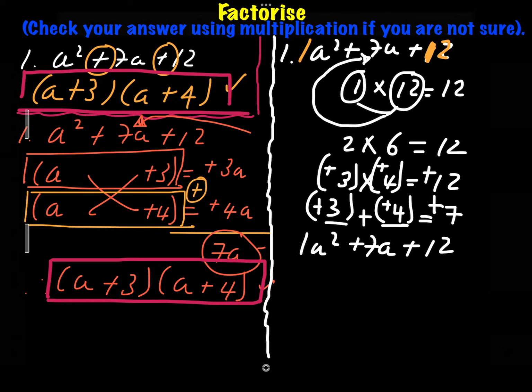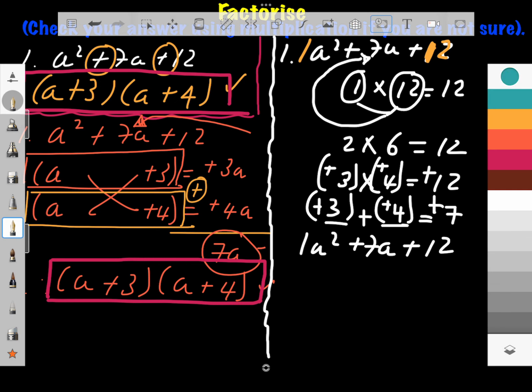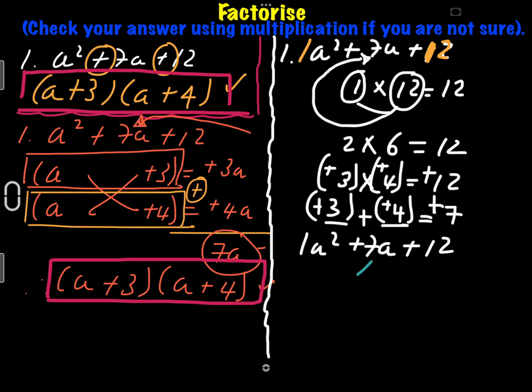Now, we have 1a squared plus 7a plus 12. By splitting this middle term, remember it's a trinomial, we have 3a plus 4a, and what we need to do is simply drop the positive 12. This positive 12, you drop it there, and you also drop the a squared. So we have a squared plus.